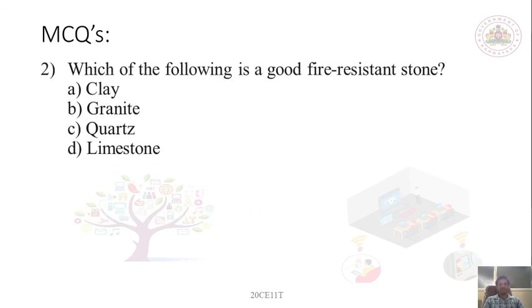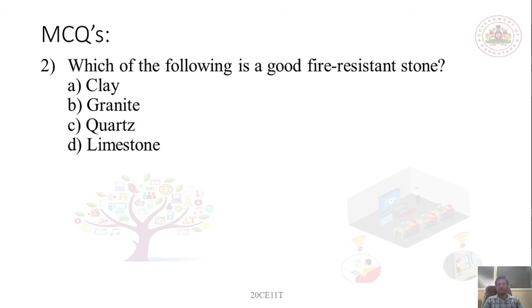The next question we will discuss: which of the following is a good fire resistant stone? Clay, granite, quartz or limestone. As we have studied, let us start from the bottom again. Limestone can withstand a temperature of about 800 degrees centigrade. Quartz, as we have discussed, at a certain temperature, even 575 degrees centigrade, will become particles and eventually fall down. So quartz is not the answer. Limestone may be the answer, but it is only 800 degrees centigrade.